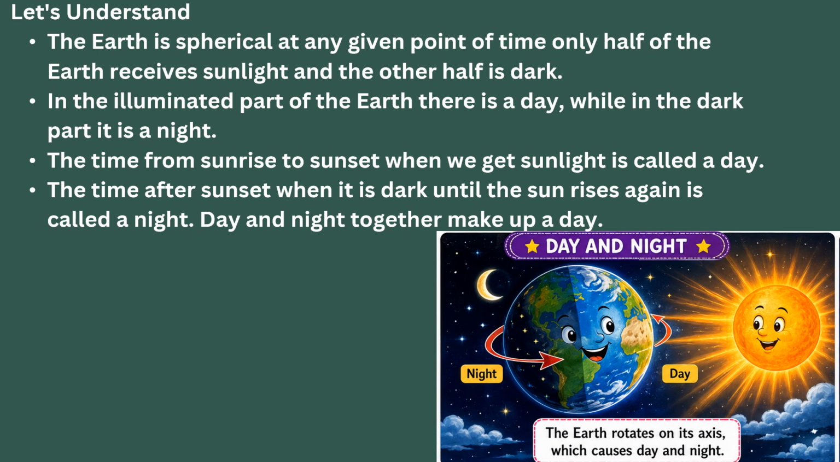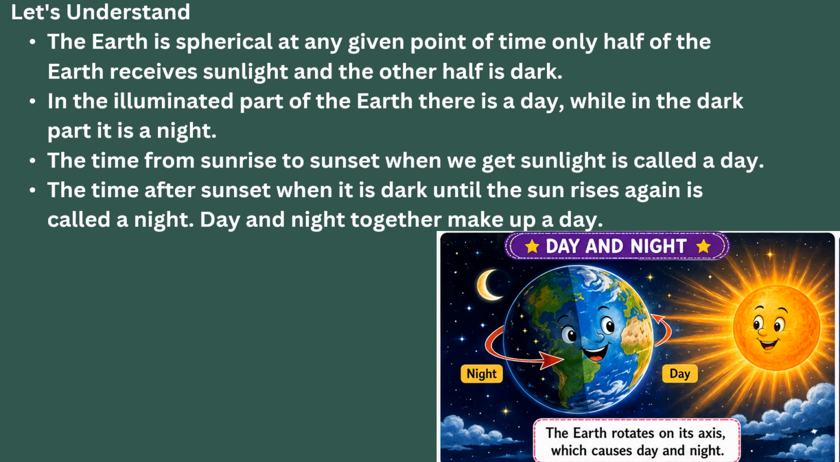The Earth is spherical at a given point of time. Only half of the Earth receives sunlight and the other half is dark. Now you all must have heard about day and night. If you see this picture, students, this part of the earth, the part which is receiving sunlight, has day. The other part which doesn't receive sunlight has night. So earth rotates on its axis, which causes day and night.